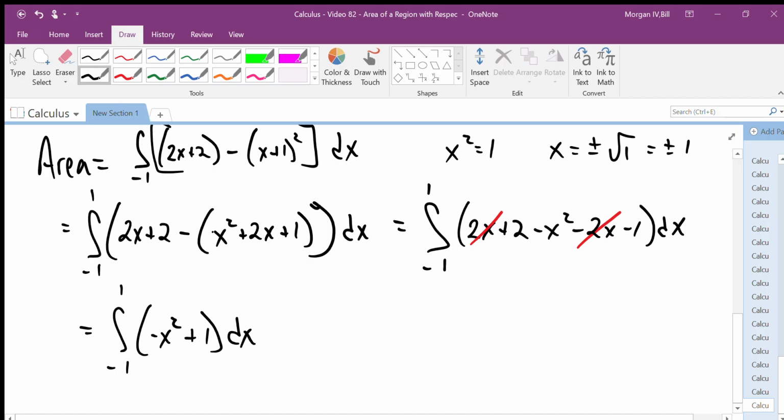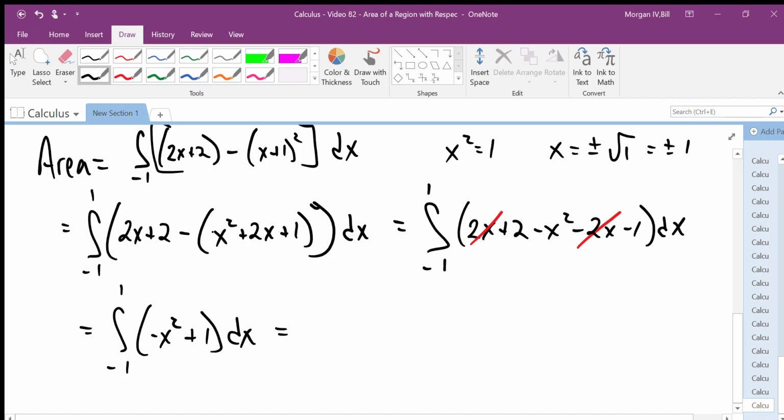Now, had you done the curves backwards, had you done x squared plus 2x plus 1 minus 2x plus 2, we would have got the exact same thing here, except the signs would have been switched. You would have had x squared minus 1 as opposed to negative x squared plus 1, and that will lead you to a negative area.